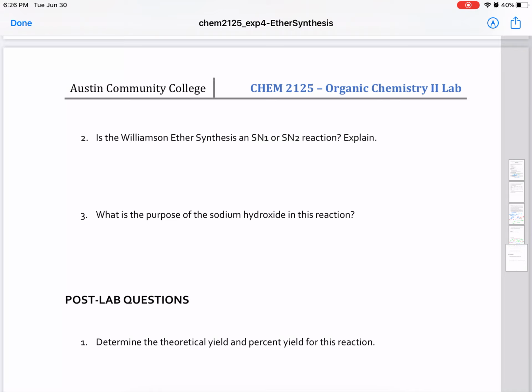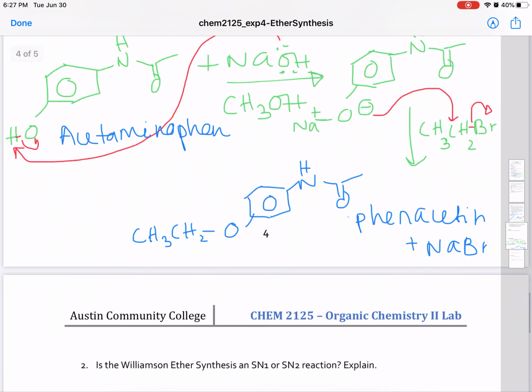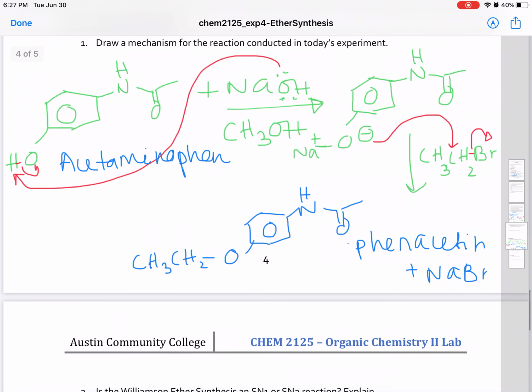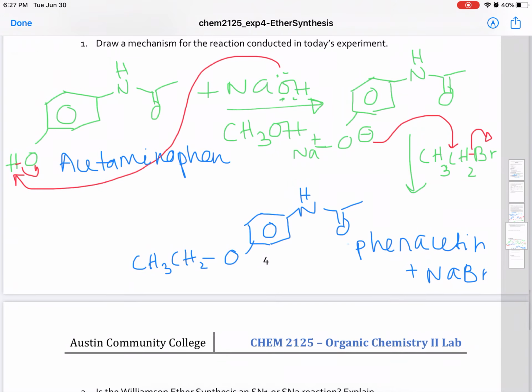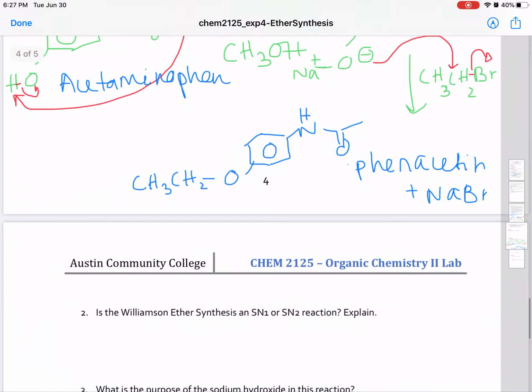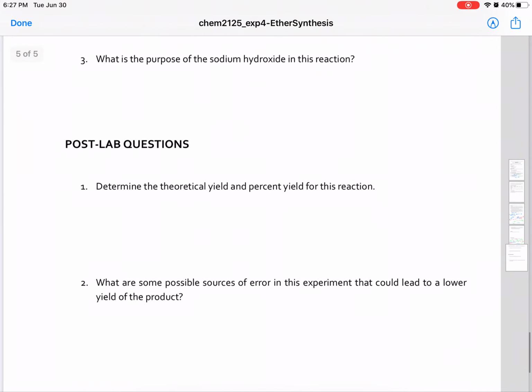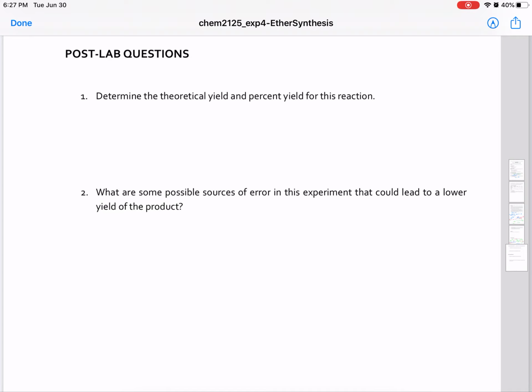What is the purpose of the sodium hydroxide in this reaction? What do you think? Sodium hydroxide is the base, right? If you don't add sodium hydroxide, what's going to happen? The alcohol of the acetaminophen remains as alcohol without forming the alkoxide ion. It cannot react as a strong nucleophile unless we make the alkoxide ion. So sodium hydroxide is the base that creates the alkoxide ion by deprotonating the alcohol of the acetaminophen. It's going to take that acidic hydrogen. So that is the purpose of the sodium hydroxide.